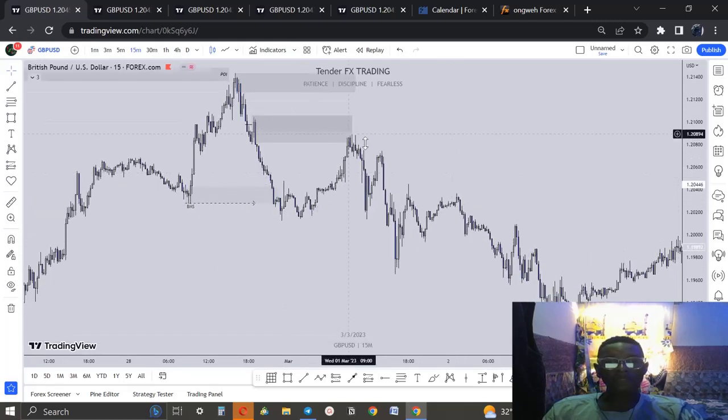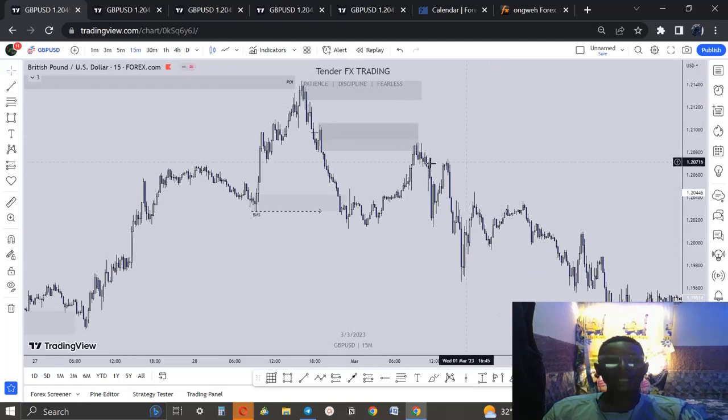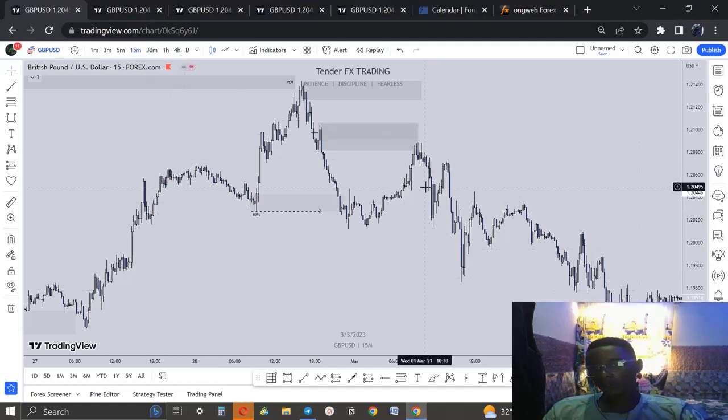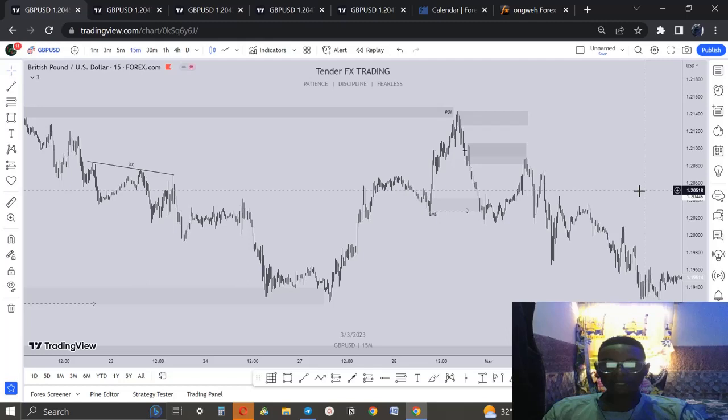So when price retraced back and mitigated this supply zone, I took my sell from the 3 minutes time frame, which I'm going to show you guys, how price respected my supply zone and how I was able to execute my trade without any panicking. So we can see after that mitigation, I moved down to my 3 minutes time frame.